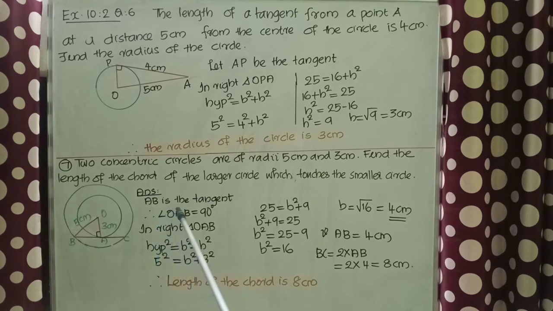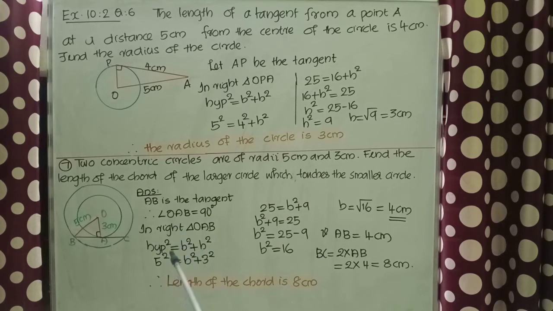So angle OAB equal to 90 degrees because OA is the radius and AB is the tangent. So there is a right angle forming. So triangle OAB is a right triangle. We can apply the Pythagoras theorem in triangle OAB. In right triangle OAB, hypotenuse square equal to base square plus height square.